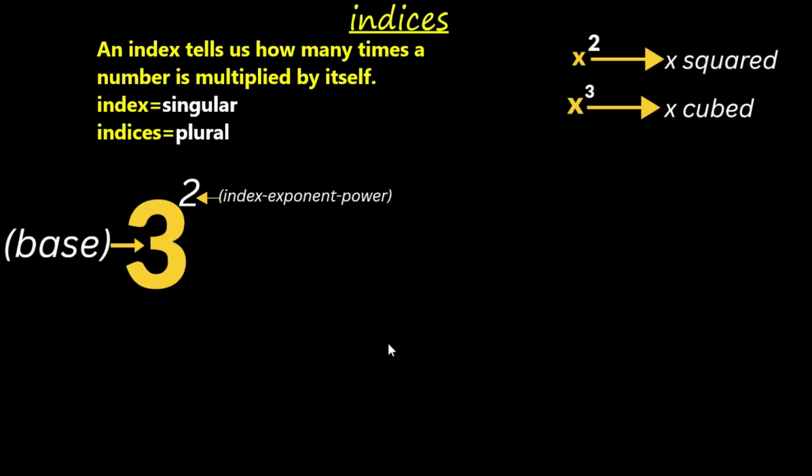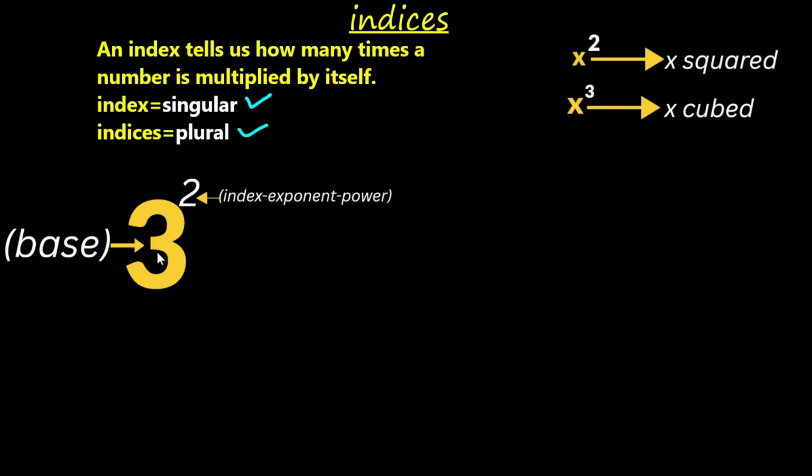Now let's get started. Over here we have indices. Now let's see what it says. It says an index tells us how many times a number is multiplied by itself, and also it says index means singular and then indices refers to plural. So when I say index, I'm talking about one, and then indices refers to plural, or in general the whole of the lesson.